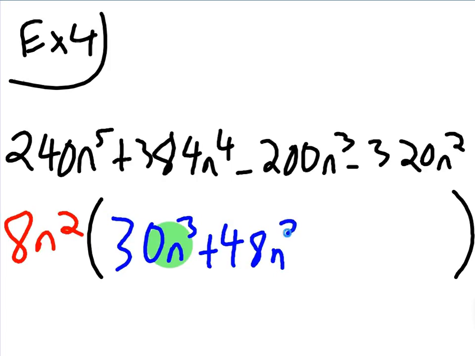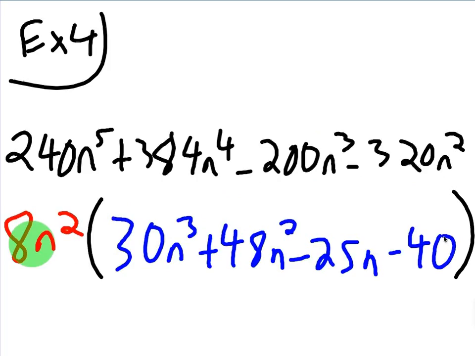And n to the fourth over n squared is n squared. What is 200 over 8? 25. Okay, so it's going to be minus 25n, right? Because it's n cubed over n squared. And then negative 320 n squared over 8n squared. The n squared is going to cancel. It's going to be minus 40, right? I was afraid we didn't get the GCF right, but we did. I was thinking 2 went in all these, but 2 doesn't go into 25, so we made the right GCF.